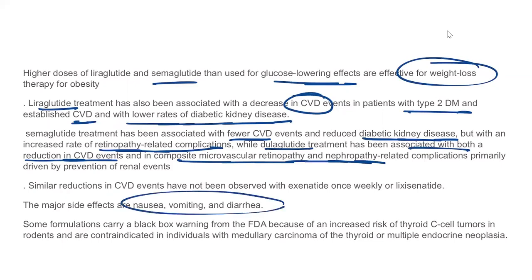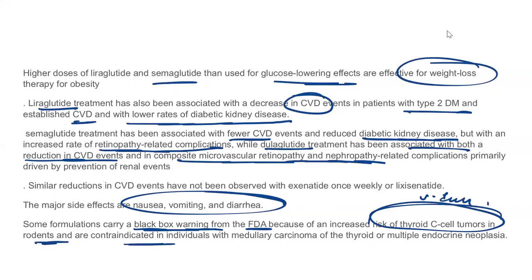Now, the major side effects of GLP-1 analogs are nausea, vomiting, and diarrhea. Some formulations carry a black box warning from the FDA because of the increased risk of thyroid cell tumors in rodents, and are contraindicated in individuals with medullary carcinoma of the thyroid or MEN. So if someone has MEN syndrome, then we avoid these drugs because there is an increased risk of thyroid cell tumors.